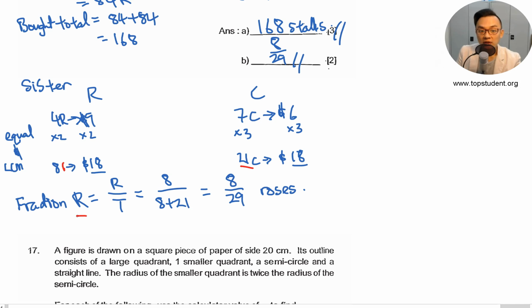So fraction of roses is actually roses divided by total. Very important, not roses divided by carnations. That's what a lot of people will make this mistake. So it's 8 roses divided by 8 plus 21, which is 29. So 8 over 29 are roses. So if you want the fraction of carnations, it's actually 21 carnations divided by 29. So that's the ratio of carnations. Alright, so that's how you do this question.